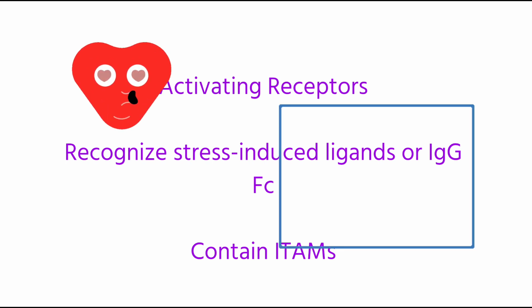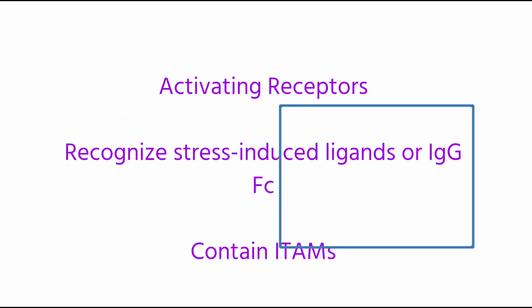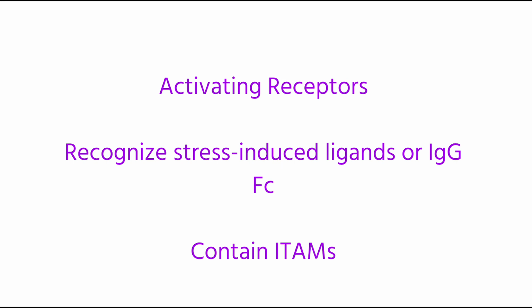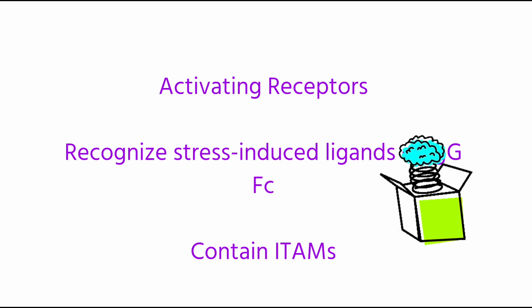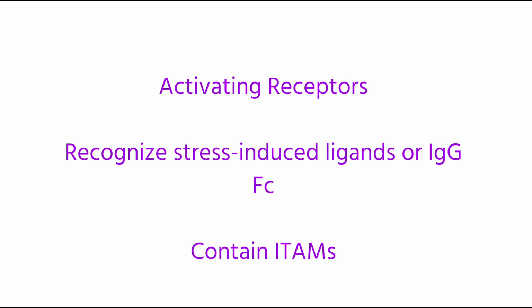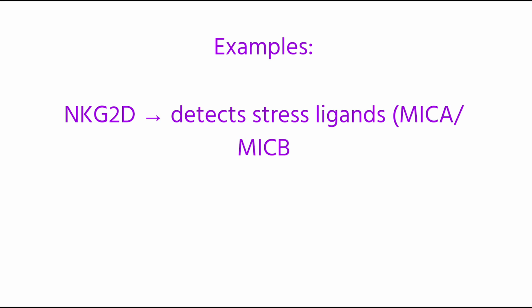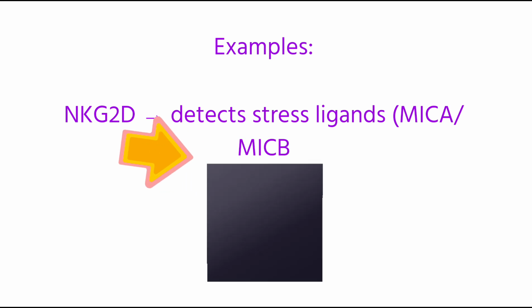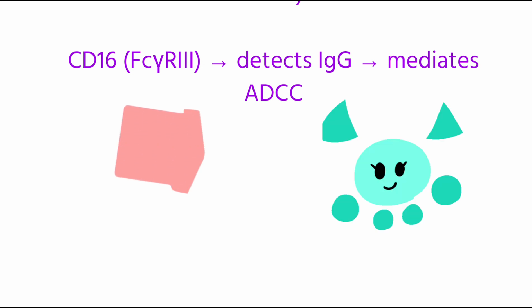Natural killer cells have inhibitory as well as activating receptors. The activating receptors recognize stress-induced ligands or IgG Fc, and contain ITAMs. For example, NKG2D detects the stress ligand, and CD16 detects IgG and mediates ADCC.